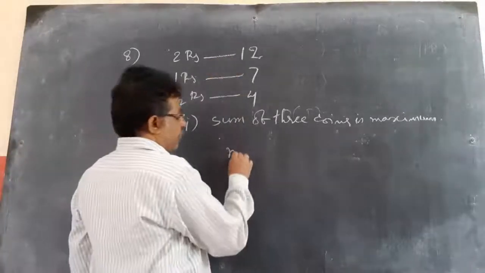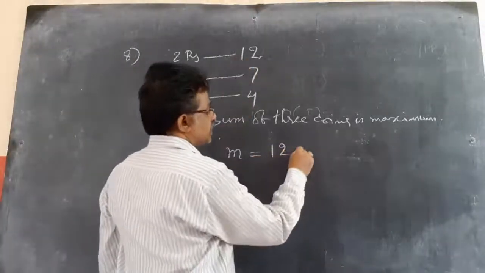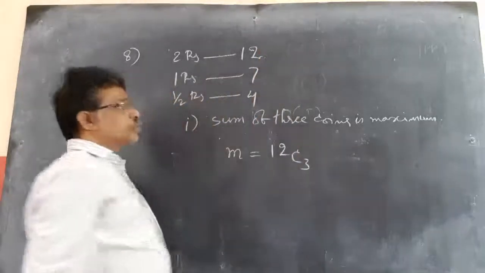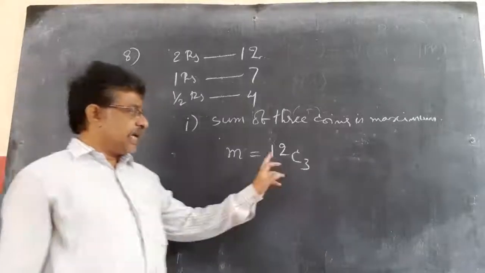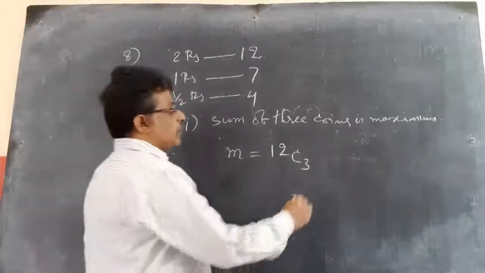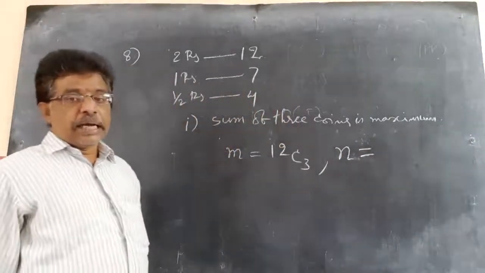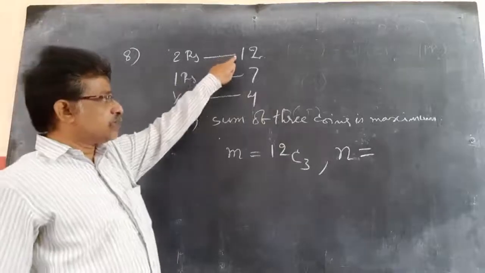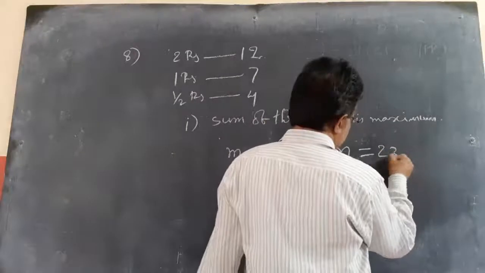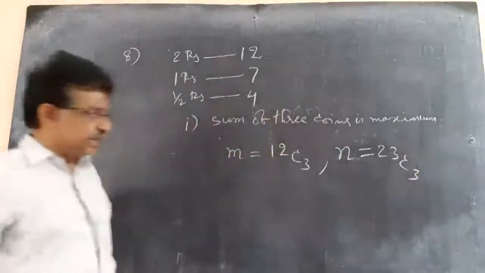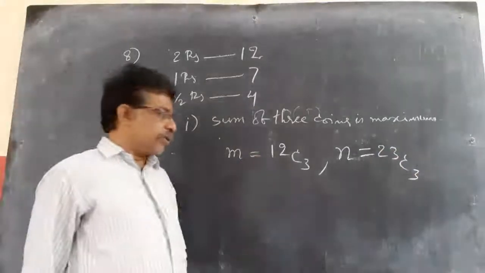So M, favorable to picking up 3 maximum coins, is 12C3. I have 12 maximum coins, 2 rupee coins 12. Out of that I need to pick 3. So favorable outcomes are M equal to 12C3 and total outcomes are N equal to total coins 12 plus 7 is 19 plus 4 is 23. So from the 23 I need to pick up 3. So that is 23C3. So 23C3 is total outcomes, 12C3 is the favorable outcomes.